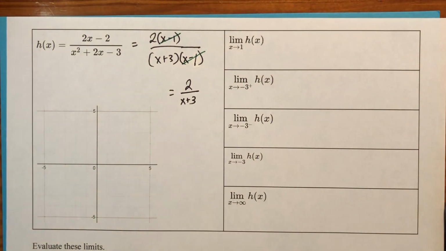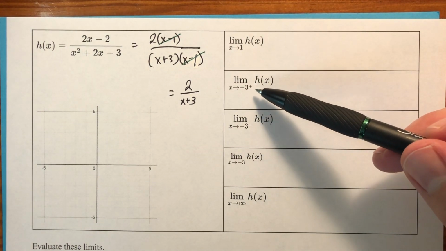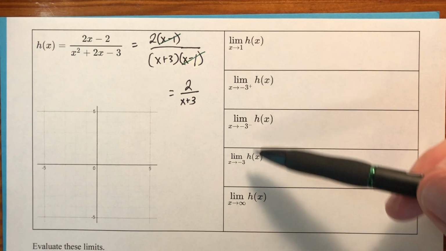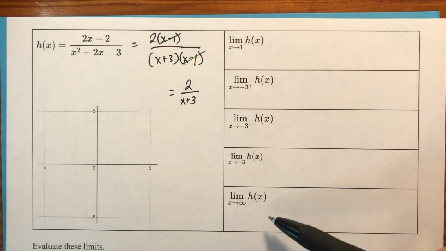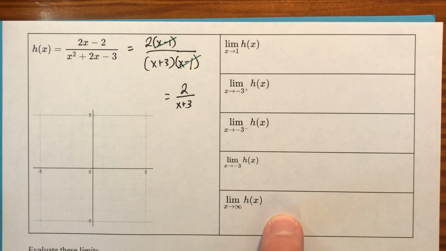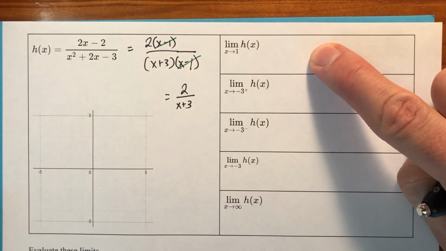All right, fantastic. We want to know what happens as we approach 1. Well, that's where the hole is. As we approach negative 3 from the right, negative 3 from the left, and just negative 3 in general, that's our vertical asymptote. And we want to know what happens as we approach infinity. Okay, here's the horizontal asymptote. This is the vertical asymptote, and this is the hole.